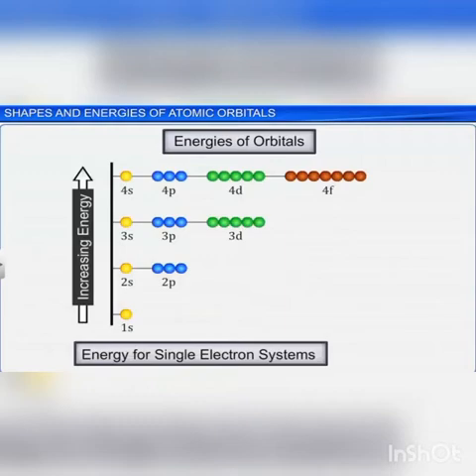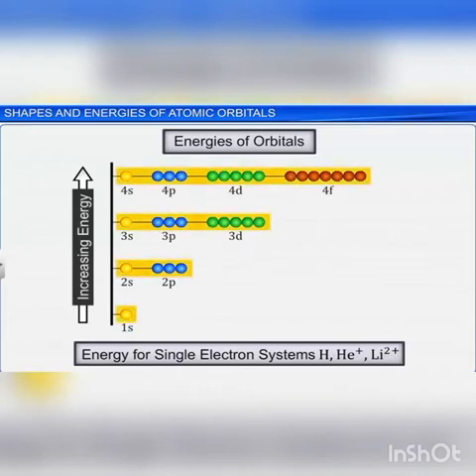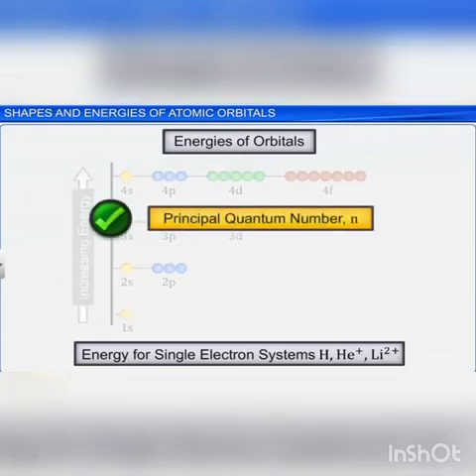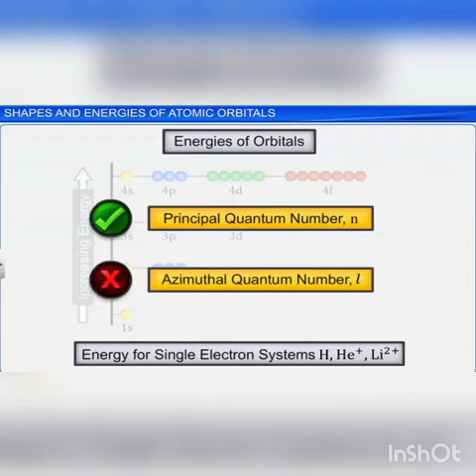For single electron systems, such as hydrogen and other isoelectronic species, such as the unipositive helium ion and dipositive lithium ion, the energies of all the orbitals for a given value of n are the same, irrespective of the subshell in which the electron is present, s, p, d, or f. That is, the energy of an electron exclusively depends on the principal quantum number and not on the azimuthal quantum number.